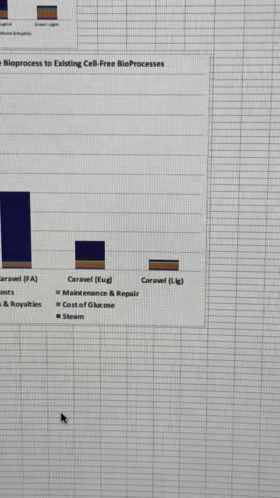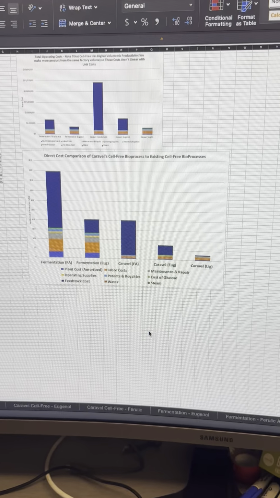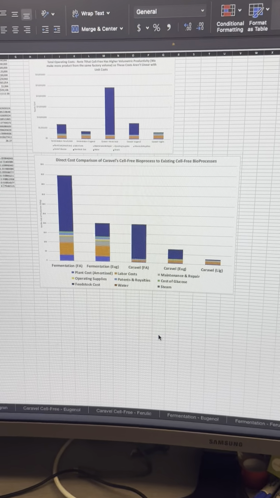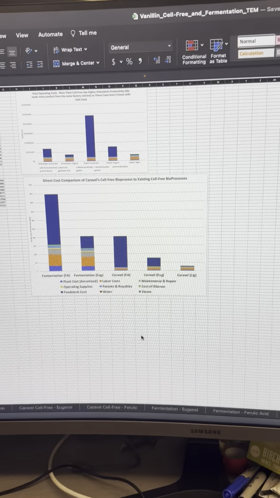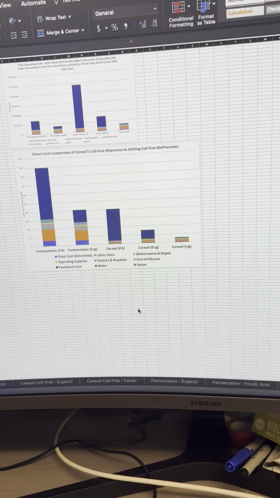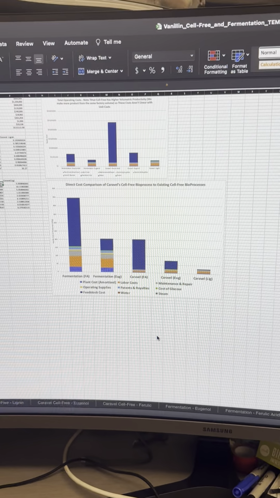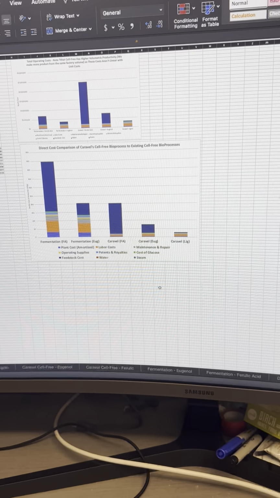Suddenly, the feedstock cost is much lower, and we have all the other advantages of cell-free, and so suddenly our prices drop a lot. I'm going to walk you through this model so you can have this video to retain it and consult again in the future. And if you have any questions, just let me know.